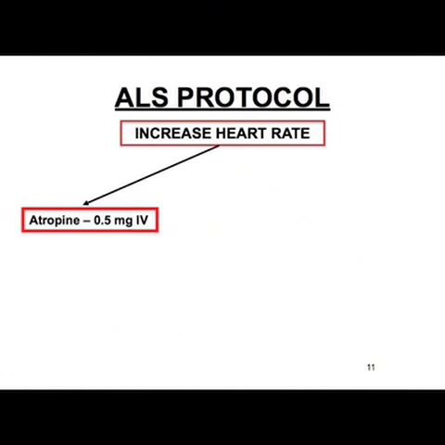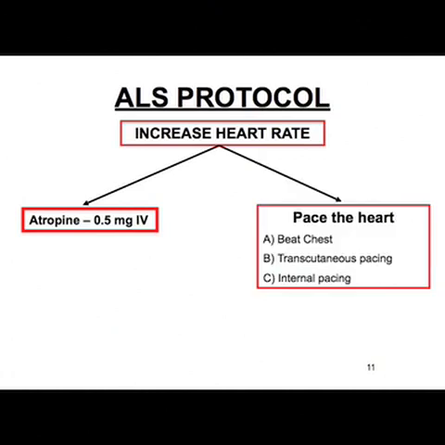Being an anticholinergic, its side effects, as you'd expect, are things such as dry mouth, blurred vision, constipation, and urinary retention. If treatment with atropine fails, and often it does, the next thing to do is to pace the heart. This can be done externally through beating the chest with one's fist. However, this is both unpleasant for the patient and the doctor and is rarely successful. Thankfully, there are two better methods.